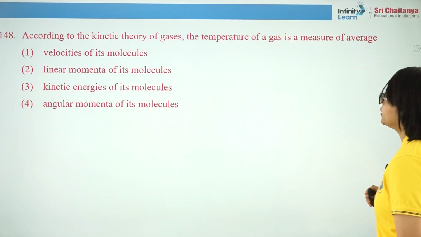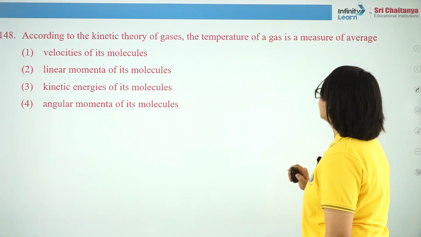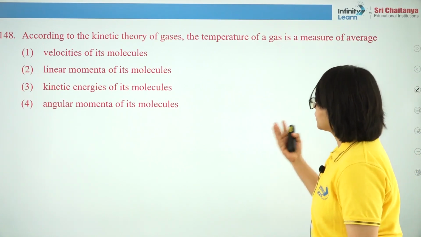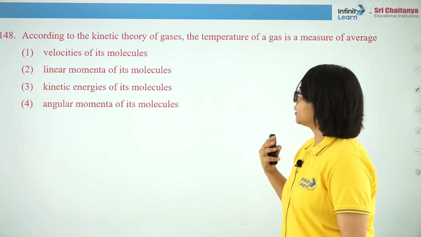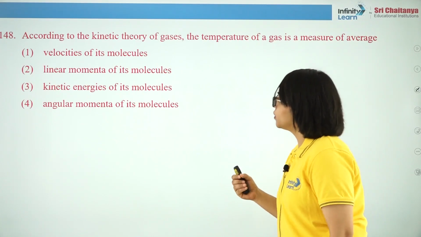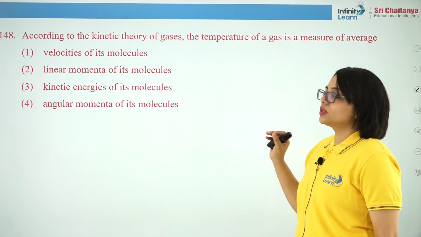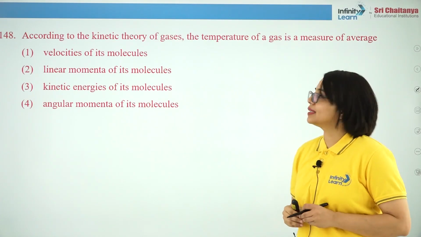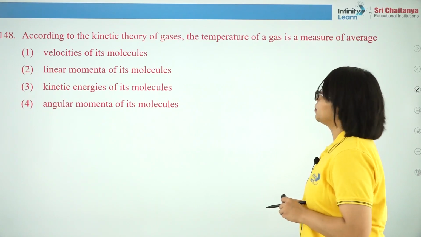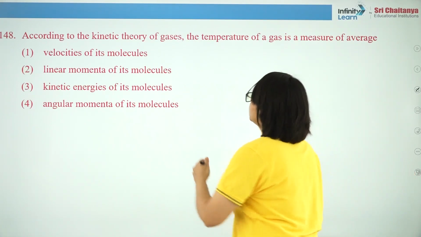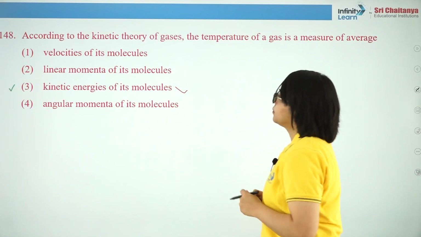Next is 148. According to the kinetic theory of gases, the temperature of a gas is a measure of average velocities of the molecules, linear momenta of its molecules, kinetic energy of its molecules, or angular momenta of its molecules. So, according to the kinetic theory of gases, the absolute temperature of a gas is a measure of the average kinetic energy of its molecules, which is option 3.